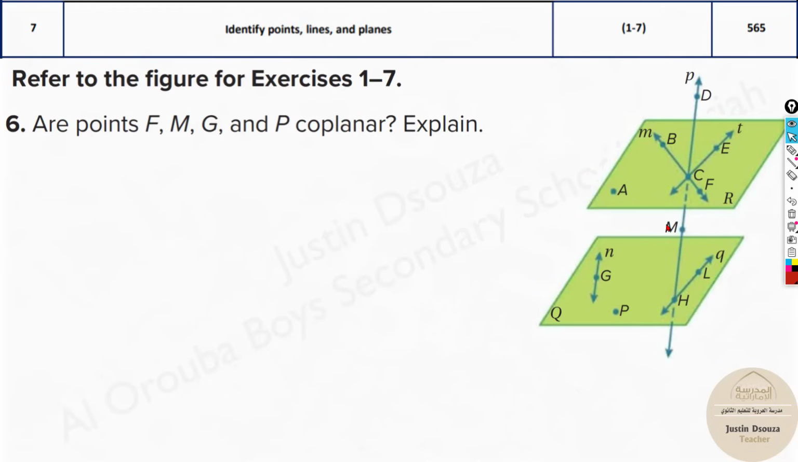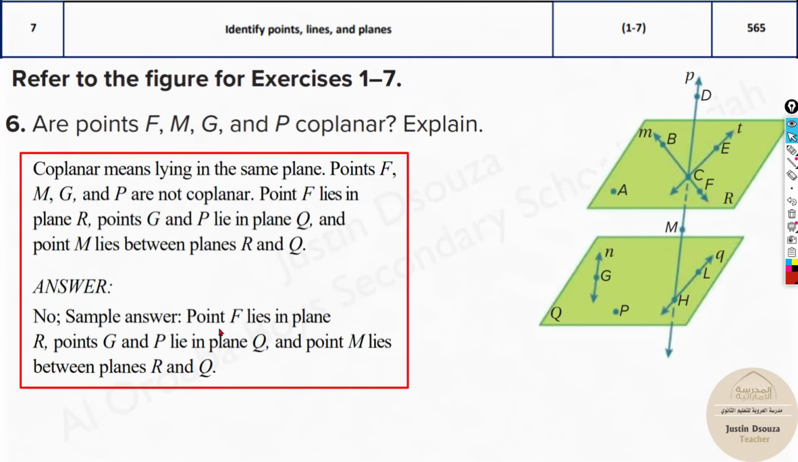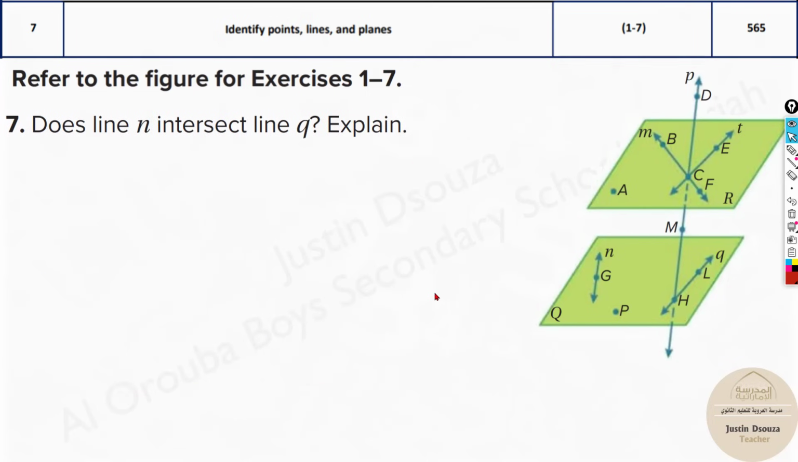Are R, F, M, G, P coplanar? F, where is it over here? M, G, no, they're not coplanar because they need to be in the same plane. Now over here, this is in one plane R, and P is in plane Q, and this is in between the other two planes. So no, this answer is no.